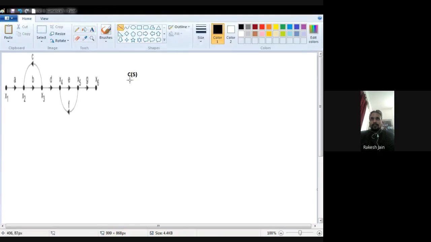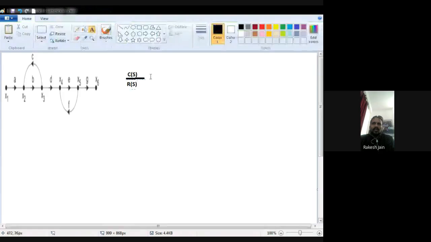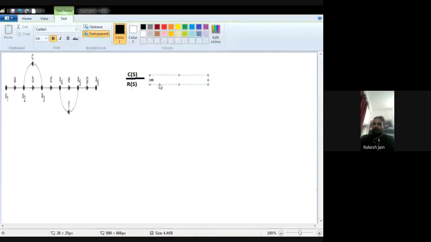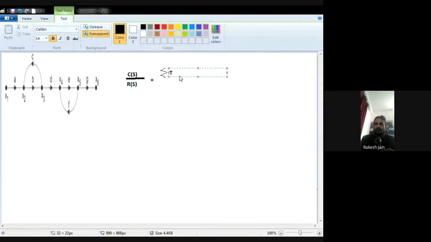C(s) upon R(s). Don't get confused by the words C(s) and R(s), because the output side in this numerical is represented by x6 and the input side is represented by x1. So you can also write x6 by x1, no problem. Otherwise the standard transfer function, C(s) upon R(s), is equal to the sum of Tk del k upon del.